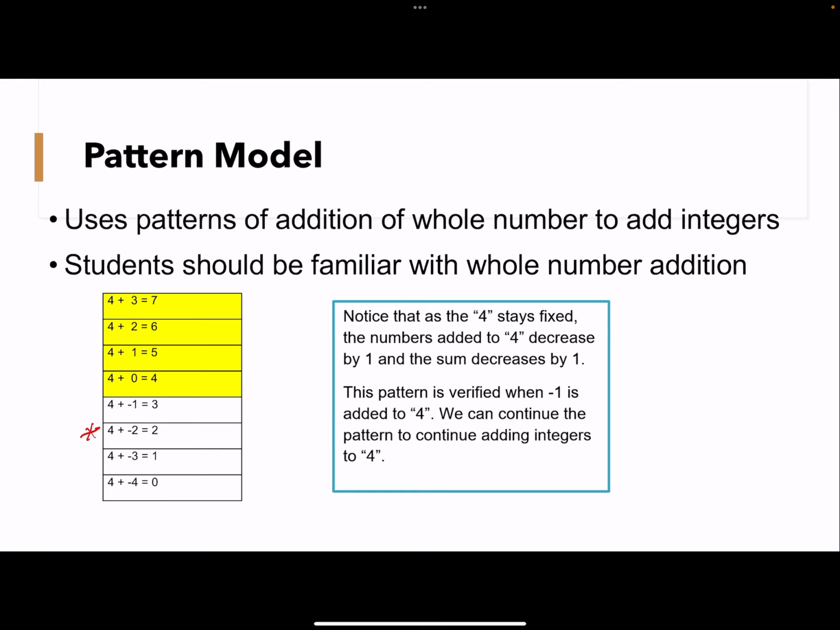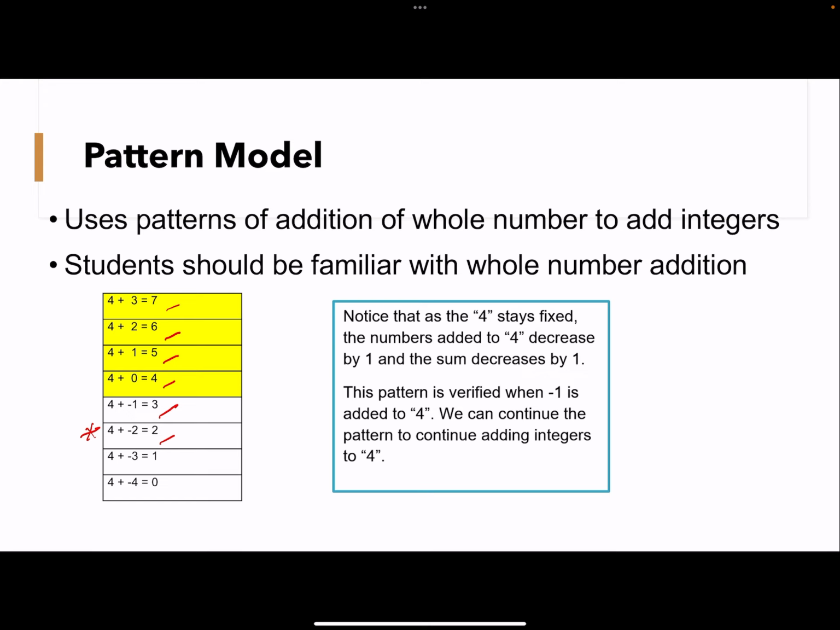So what's happening is my 4 stays the same, and I'm adding a number that is decreasing by 1. Well, if you look at what's happening, my sum is also decreasing by 1. So what I can do is I can carry that pattern forward. 4 plus negative 1, then I'm going to decrease by 1, and I get 3. 4 plus negative 2, I'm going to decrease that sum by 1, and I get 2. So they would be able to fill out, using a pattern, what the answer would be.